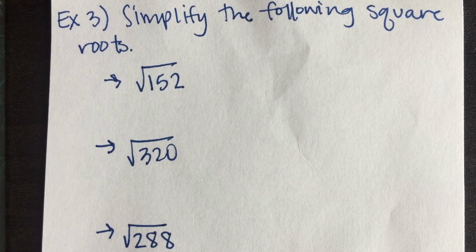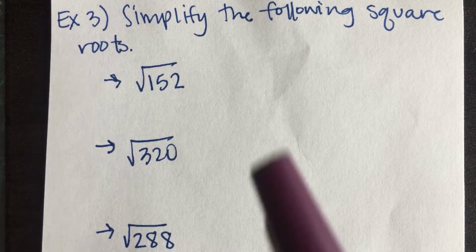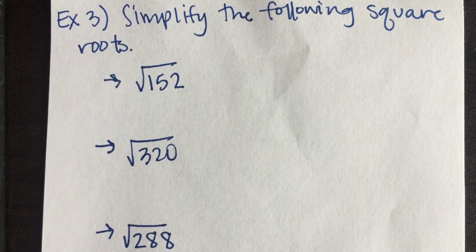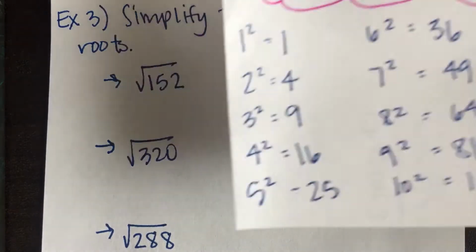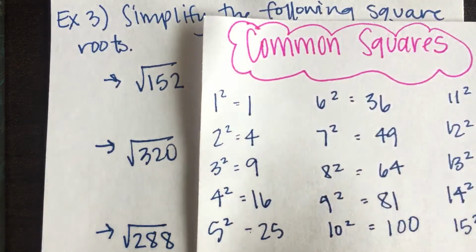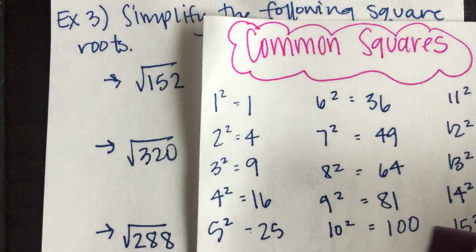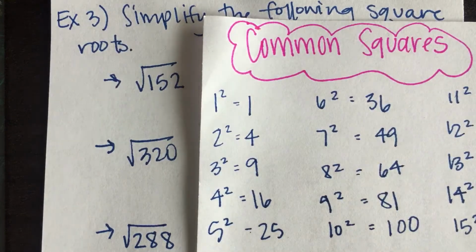Okay, so with the last square roots that we looked at, it was a little bit simpler to see what could multiply into the numbers. These numbers that are underneath the square root, those are a lot larger. So what I like to do is start in the middle of our common squares, like with this 36, 49, 64, 81 range, and then work down so that way I don't have to simplify more than once.